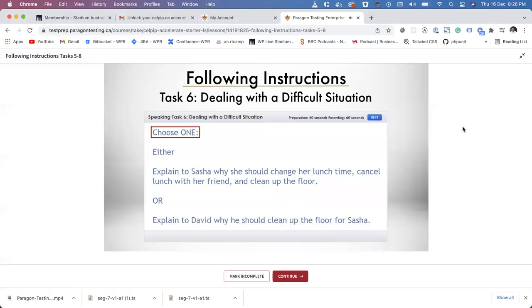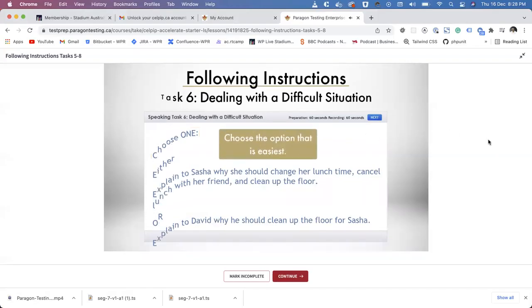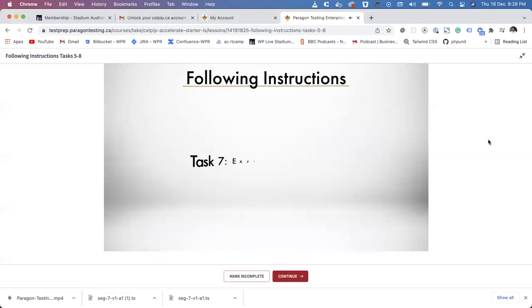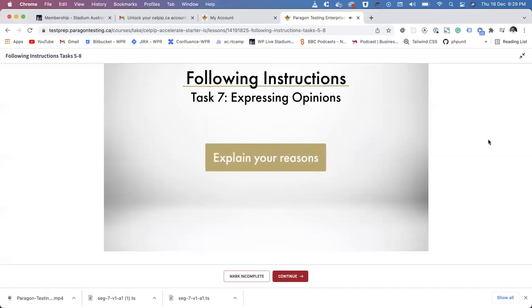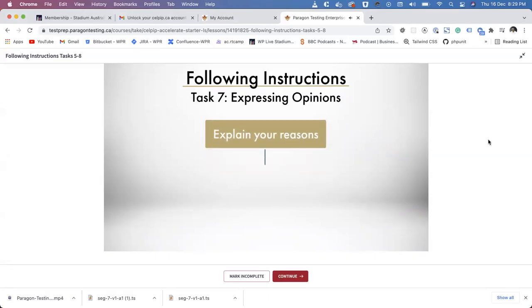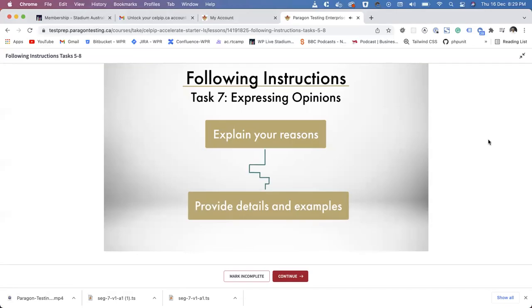So here you are choosing one option. It doesn't matter which one you pick. Just go with the one that is easier for you to talk about. In task 7, you'll be asked to express your opinion about a topic. The important thing to remember about task 7 is that you must explain your reasons for your opinion. To explain your reasons, you will need to provide details and examples that will support your opinion.